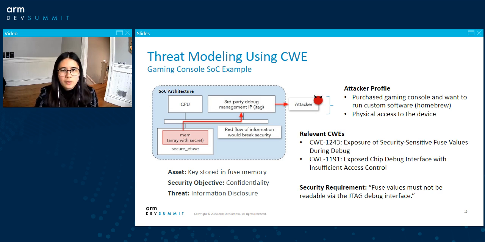So thinking through that and looking through the CWEs, we see there are several very relevant CWEs, such as exposure of security-sensitive fuse values during debug, and many more that are related to the debug and test interface. So in collecting all of that information, you might come up with a security requirement such as: fuse values must not be readable via the JTAG debug interface.